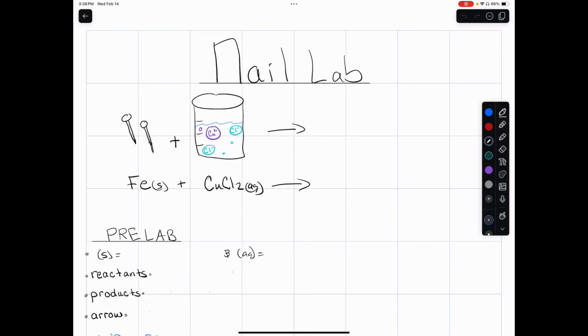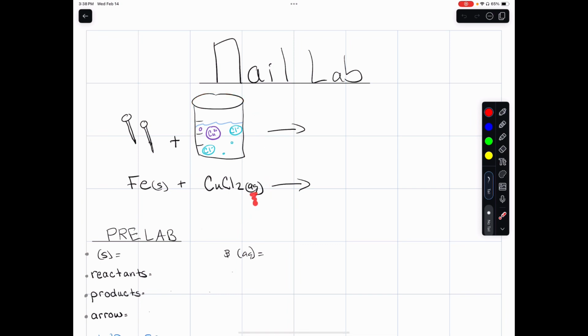Go ahead and write the title, Nail Lab. What we're going to be doing in this activity is we're going to use iron nails, and those are solid, and we're going to submerge them in a solution of copper 2 chloride. This is the same blue liquid that we used in our YouTube electrolysis lab.